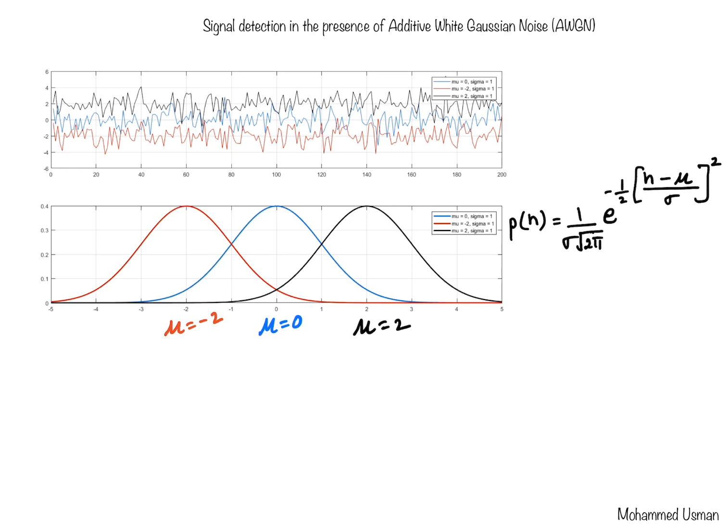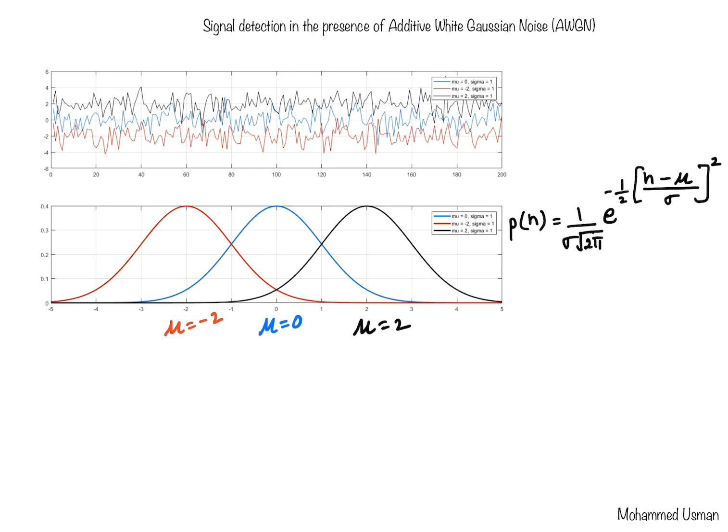So that's the implication of changing the mean value of the Gaussian distribution. Basically, if the mean is changed, the central parameter gets changed and the PDF gets shifted. So the PDF for mu equal to 2 is the same as the PDF for mu equal to 0, but it is shifted to the right by 2. Similarly, the red PDF is the same as the blue PDF, except that it is shifted to the left by 2, right?